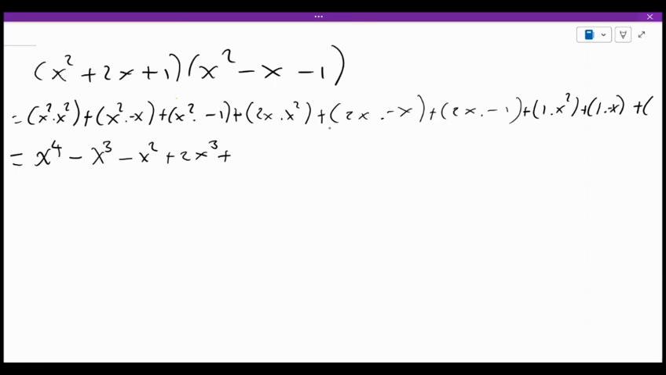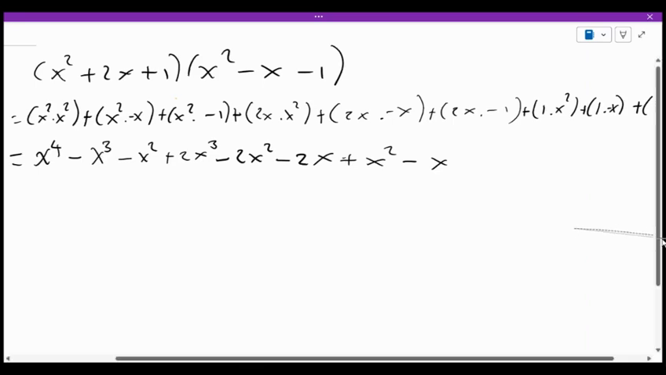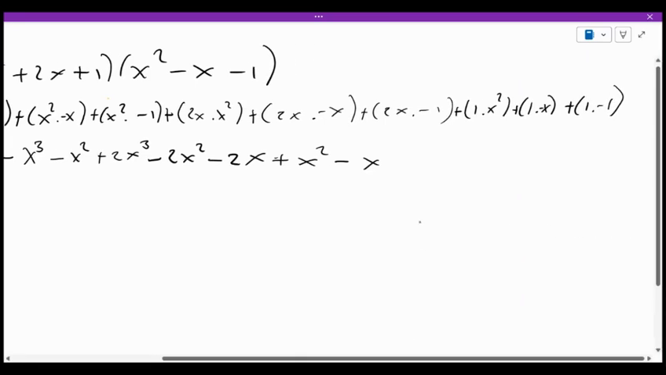Plus positive, negative, we get a negative. You see, signs very important. That's what we look at first. And then that's just 2x squared. Positive, negative, that's just a negative. Then we're left with 2x. There we have x squared. Over here, we're going to have negative x. And what's on the side is negative 1 times 1, yes. And then we are just left with negative 1.